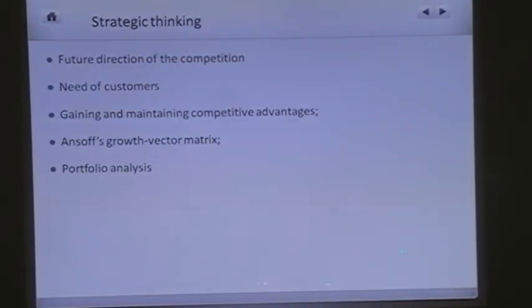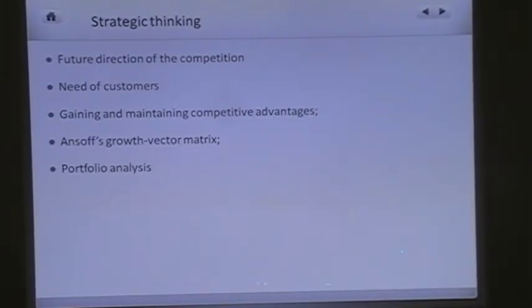Okay, let's look at strategic thinking. We are covering some key terms in today's lecture. Strategic thinking is about defining the future, in terms of where you think the organization will be. It is basically the future direction of the company with respect to competition. It is forward thinking about what the customers' needs will be 2 years, 3 years, 5 years down the line. It is about gaining and maintaining competitive advantage.